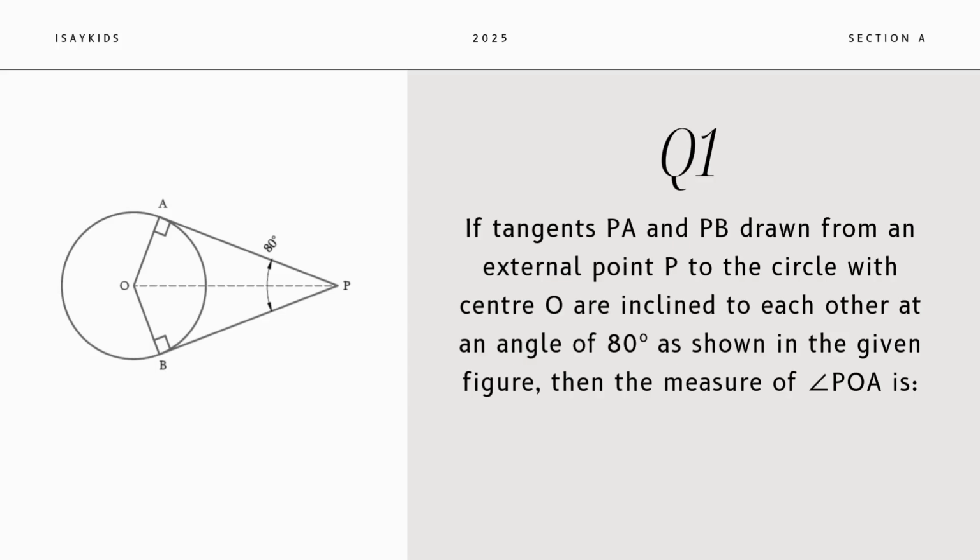If tangents PA and PB are drawn from an external point to the circle with center O and they are inclined to each other at an angle of 80 degrees as shown in the given figure, then the measure of angle POA is 40, 50, 60 or 80 degrees?